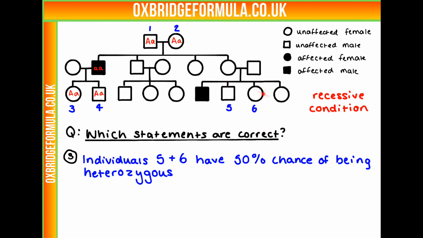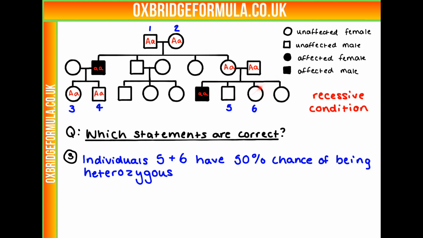So here are our individuals 5 and 6. Well, to know what their genotype is, we need to know something about their parents. So what are their parents like? Well, we can see that they're in exactly the same situation as 1 and 2. They're both unaffected and they have 1 child that is affected. So this child must have the genotype aa, and so the parents must be heterozygous themselves.